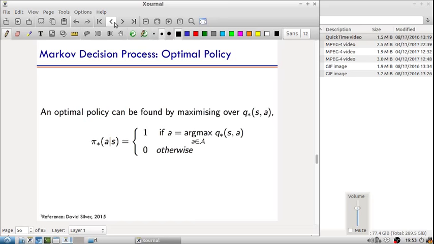Of course, even the planning problem is hard, because there are too many states, too many actions, and so many policies to search for. Computing these numbers is computationally hard. It takes a lot of time. So planning is also quite involved.